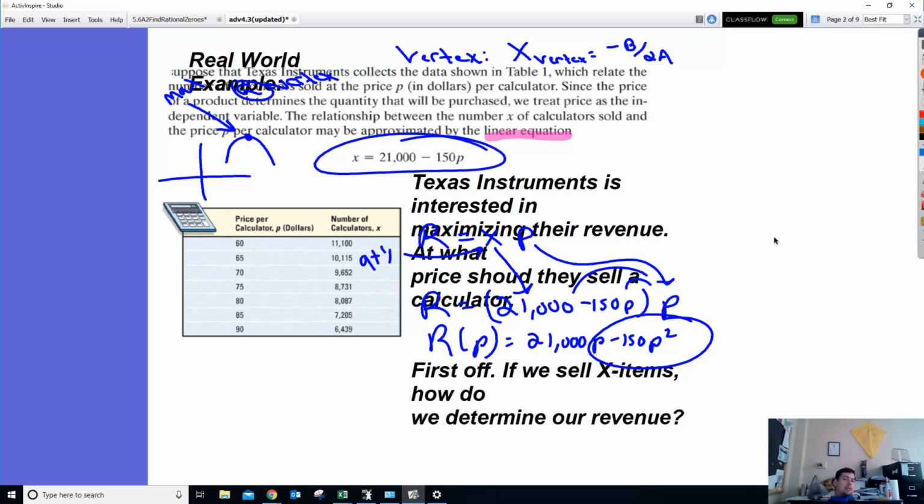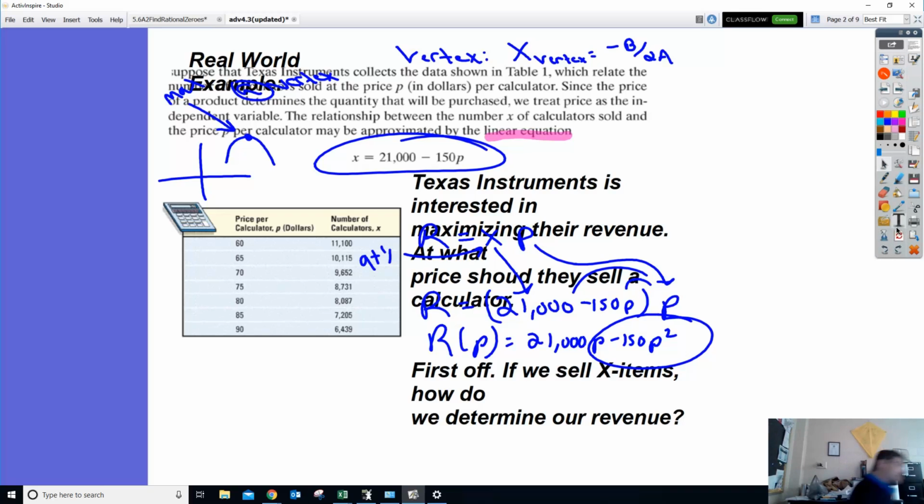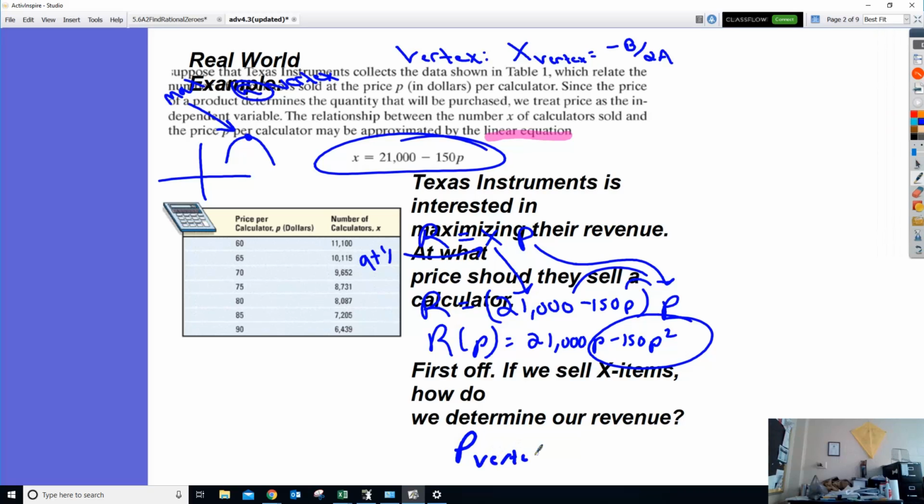So why don't we apply that to our little guy down here and see what the price is. In this case, it wouldn't be X, it would be P. We're talking about revenue as a function of price. The price coordinate of the vertex is opposite B. Look at your formula, 21,000 P minus 150 P squared. Which one of these is B, 21,000 or the negative 150? 21,000, right? So negative 21,000 sitting over twice the negative 150.